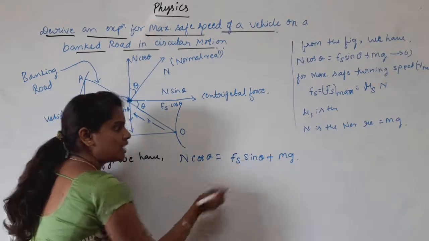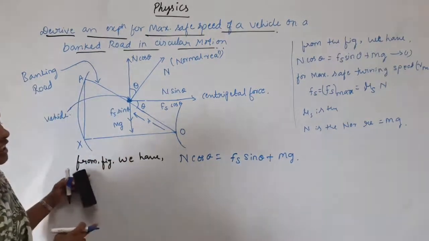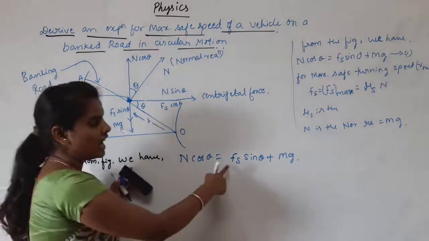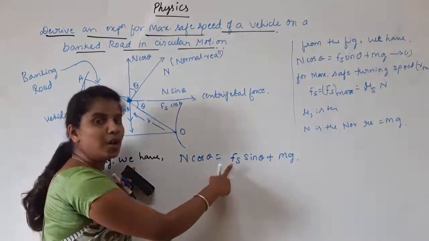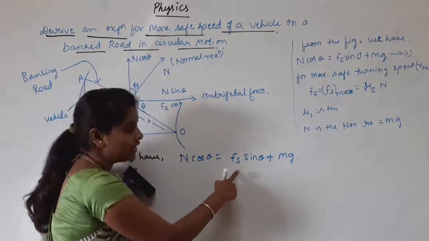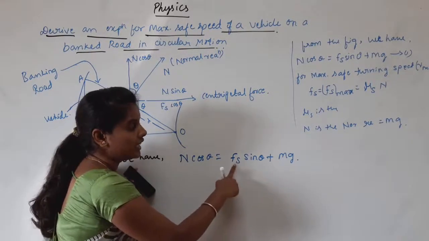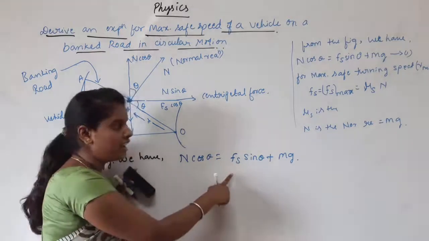So what do you mean by static friction? It was studied in the last class itself. Static friction means it is the frictional force that comes into effect when the body tends to move, but is not moving. That is called static friction.